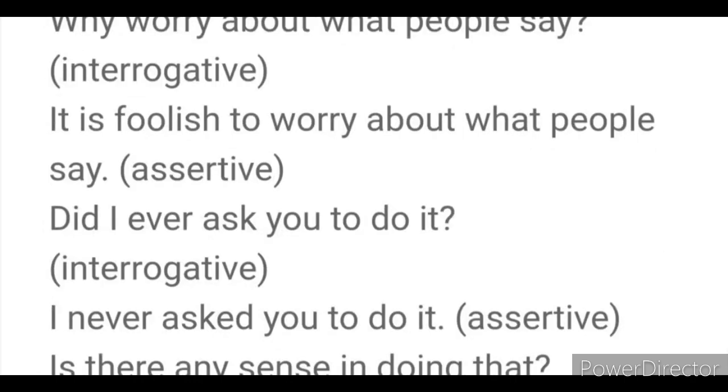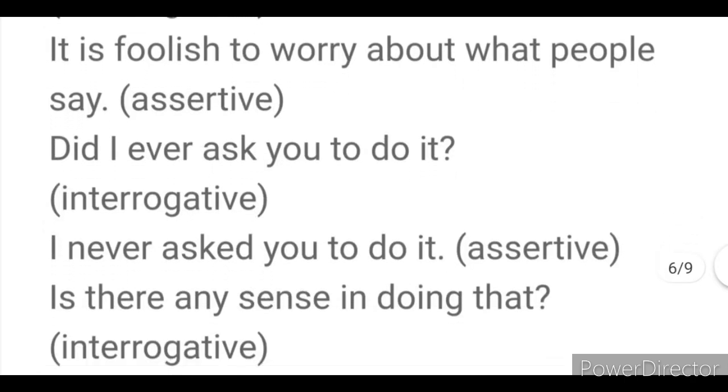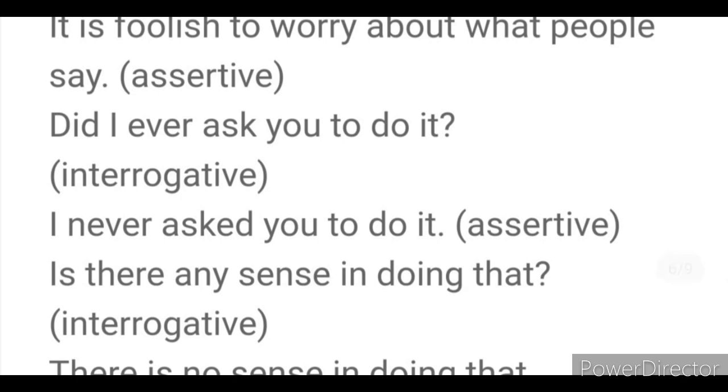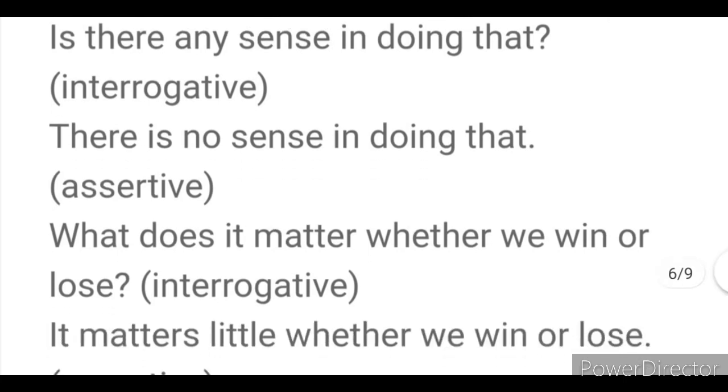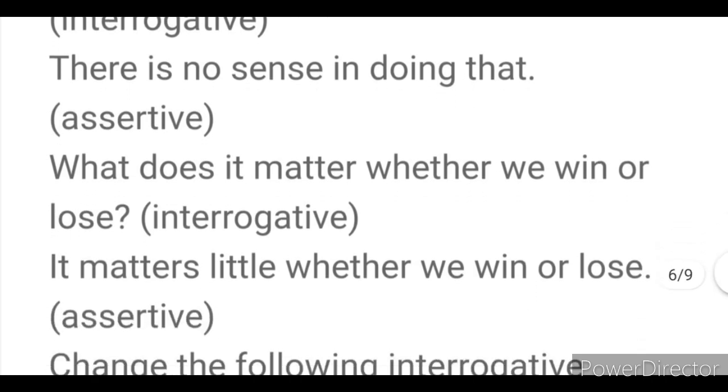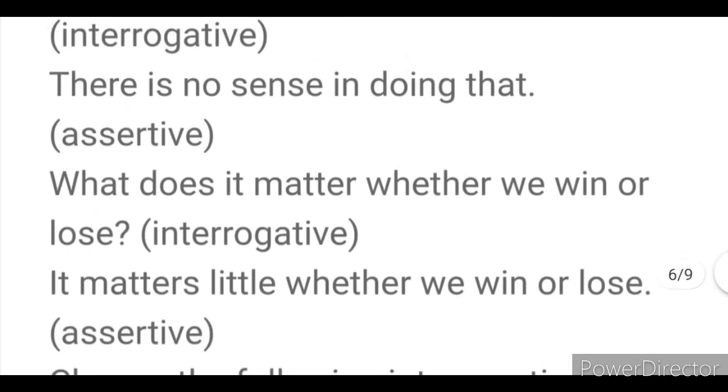That is your assertive. Is there any sense in doing that? Interrogative. There is no sense in doing that. Assertive. What does it matter whether we win or lose? Interrogative. What does it matter if we win or lose? It matters little whether we win or lose. Or you can also write, I can give you another option. It does not matter whether we win or lose. That can also be your answer.